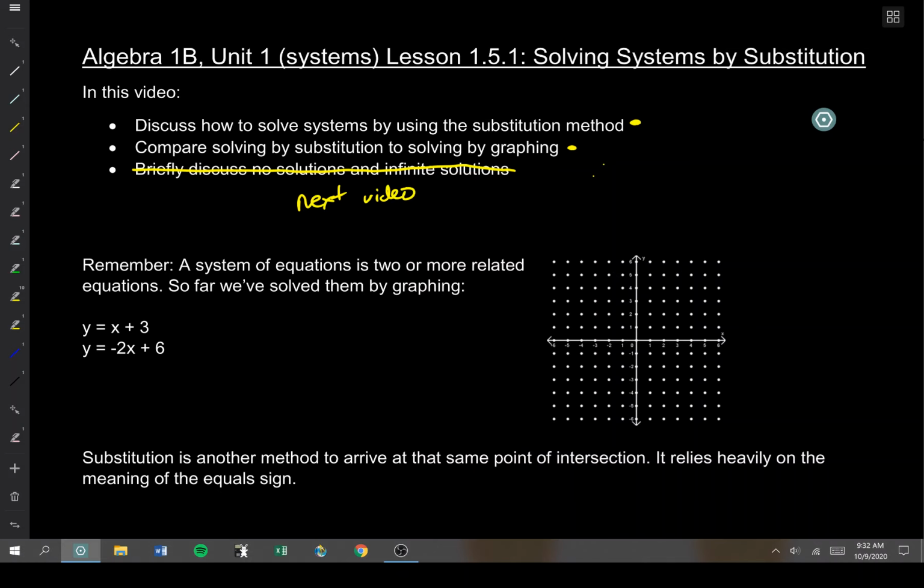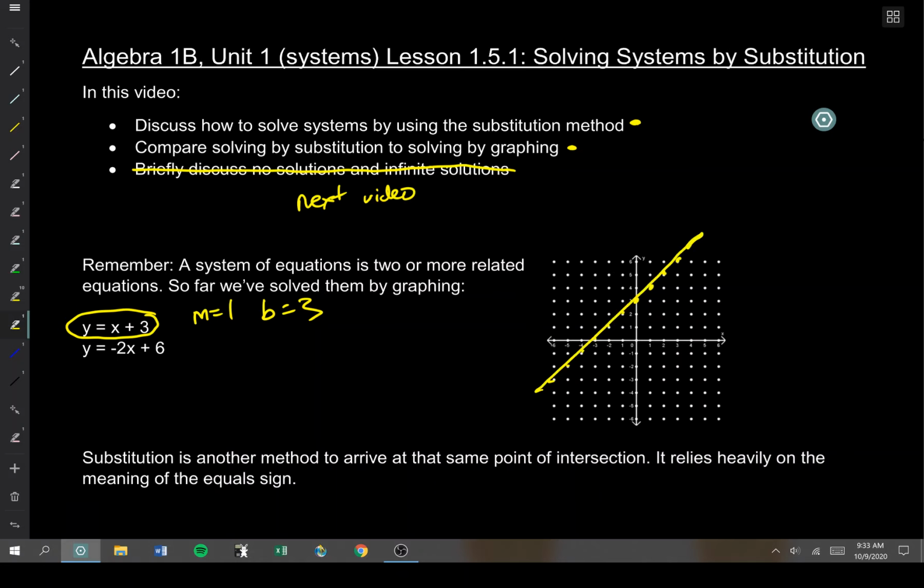Remember that a system of equations is two or more related equations. Two equations that for some reason we compare to each other or analyze in tandem. So far we've solved them by graphing. So like this one here has a slope of 1 and a y-intercept of 3. So it would start at 3 and go up 1, right 1. This is the line y equals x plus 3.